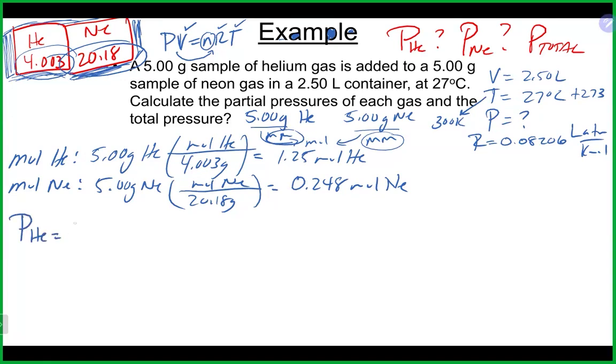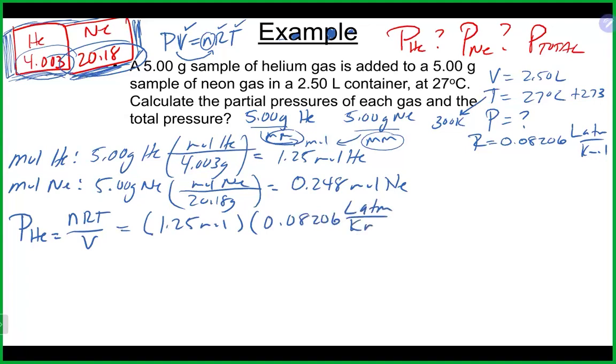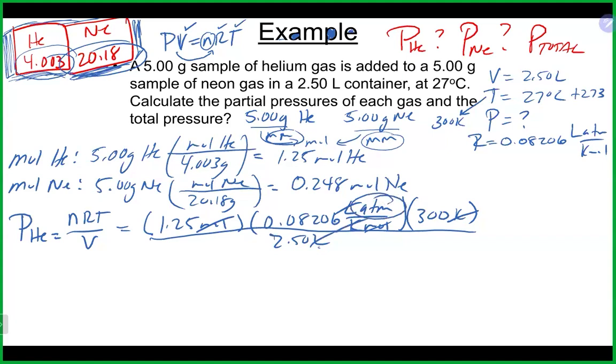The partial pressure of helium will equal nRT divided by V. Putting in the moles of helium, 1.25 moles. Putting in my gas constant, 0.08206 liter atmosphere per Kelvin mole, and my temperature of 300 Kelvin, all divided by my volume of 2.5 liters. The moles will cancel, the Kelvin will cancel, the liters will cancel, and we will be left with atmospheres, which is good since we're looking for a pressure. Again, make sure you hit equals after the top line there.